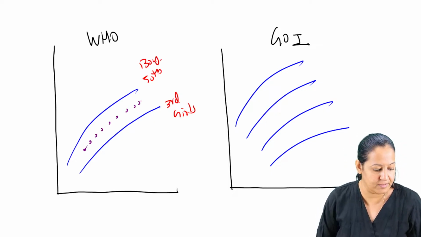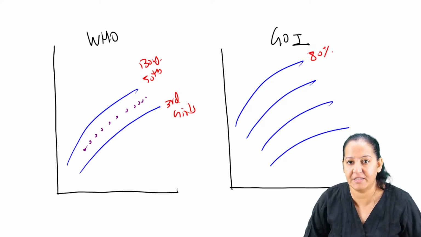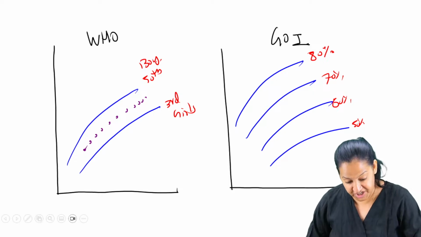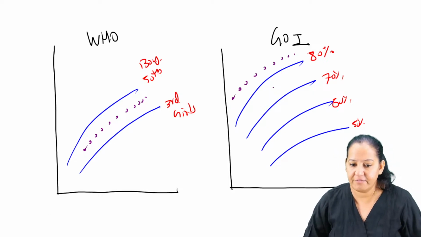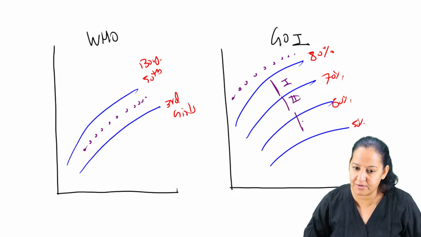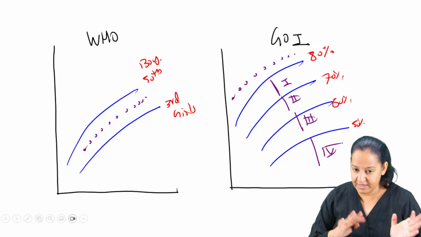It is known as road to health. Here it should be 80 percent of the median, 70 percent, 60 percent and 50 percent. So the child should ideally be above all these. This is normal. If the child is here, it is grade 1 malnutrition. This is grade 2 malnutrition. This is grade 3 malnutrition, and below that it's grade 4 malnutrition. So here we can do the grading.